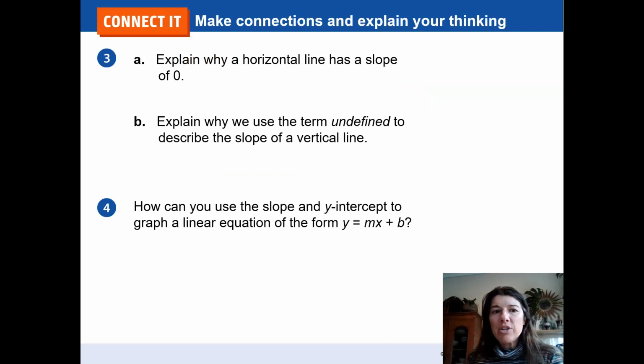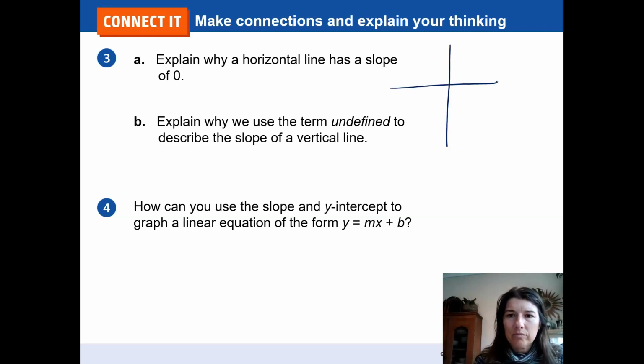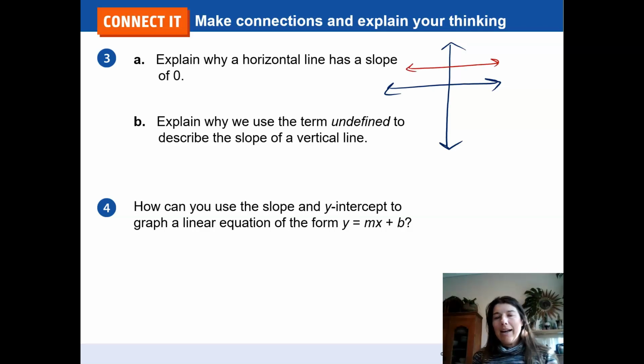All right, and we're going to do 3 and 4 together here. Explain why a horizontal line has a slope of 0. Why a horizontal line is straight across. Why does it have a slope of 0? So if we drew a little coordinate grid in there, here is a horizontal line, flat, straight across.